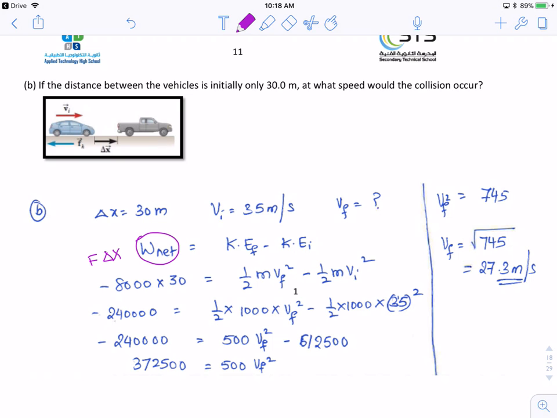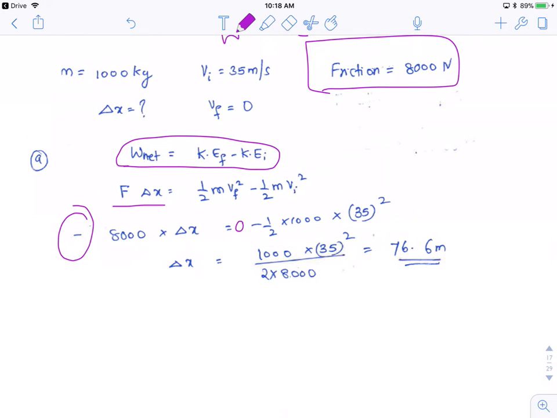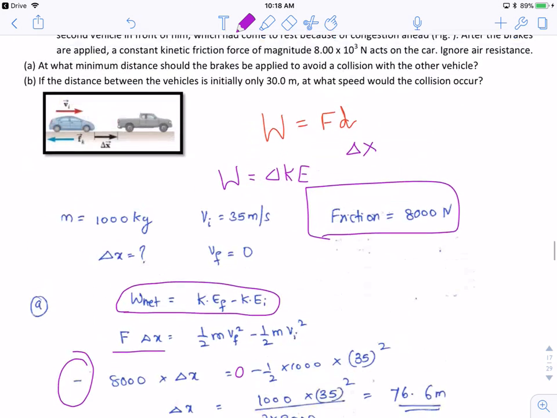Part B. If the distance between the vehicles is initially only 30 meter, so now here the distance is given. In the previous question, what was the question? It was asking you for distance. It was telling you the vehicle is coming to a stop.